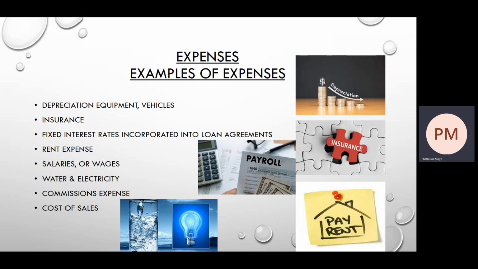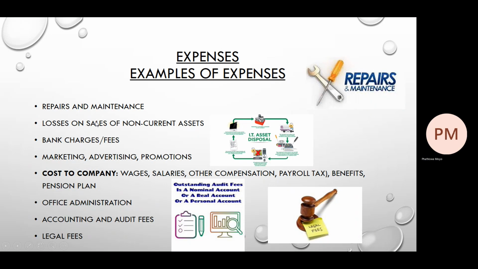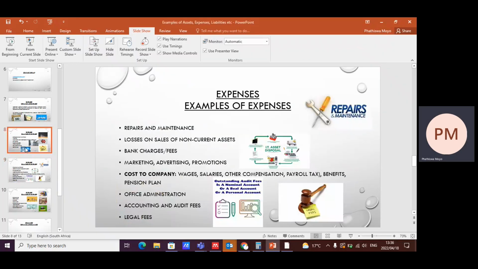So we're still continuing with expenses, but now I just want us to look at the examples. Depreciation on equipment, when the asset is losing value at a certain percentage because it's movable, is an expense. Insurance is an expense. Insurance expense. Let me just edit that.